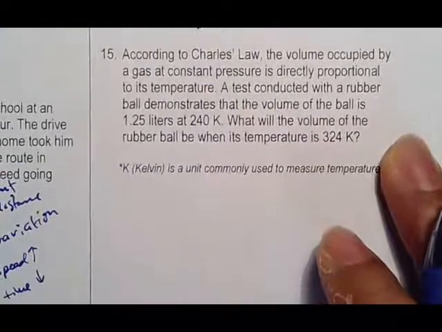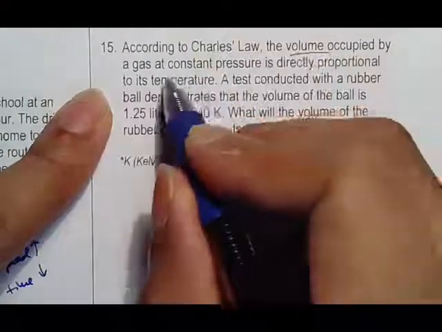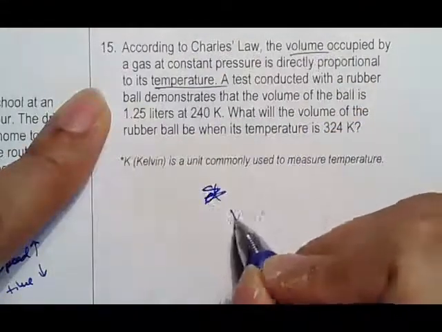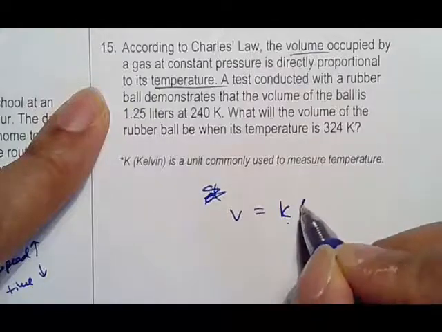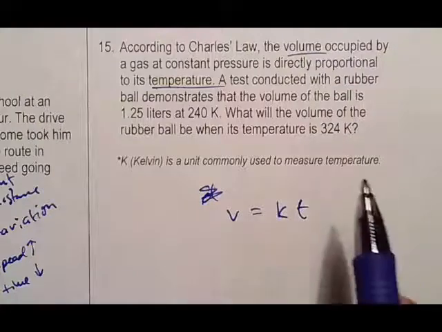According to Charles' law, the volume occupied by a gas is directly proportional to its temperature. So volume is directly proportional to temperature. Now that's directly proportional. I know I did it right because I just made my mistake. And then they give me some numbers.